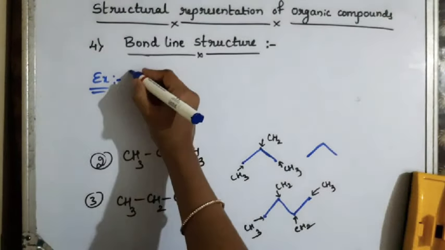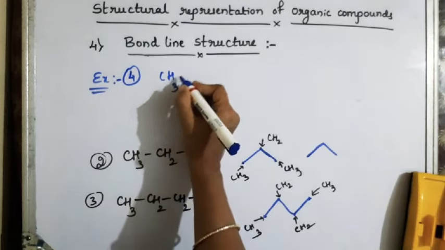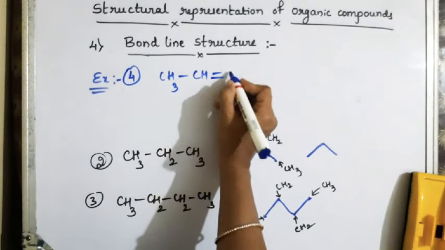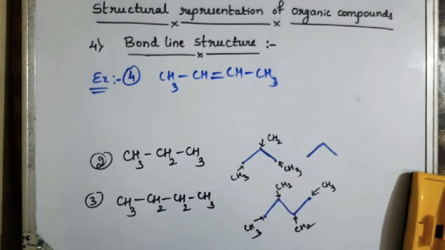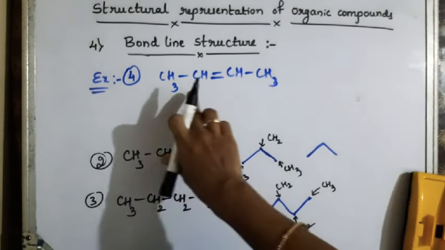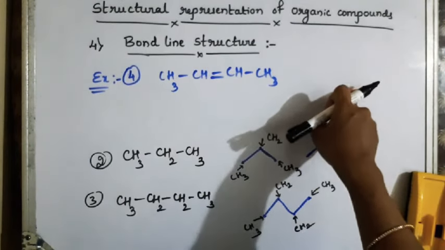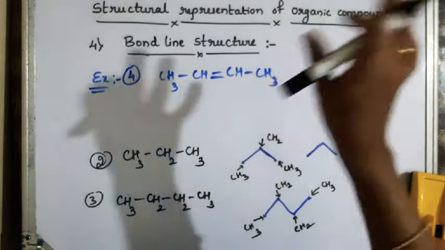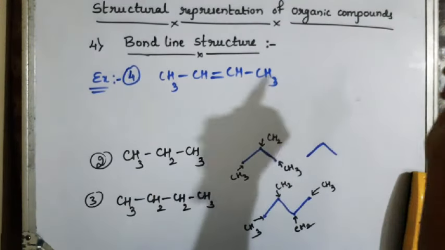If I take the 4th example, that is CH3, CH, double bond, CH, CH3. Okay. So, in this example, how many carbons are there? This kind of structure will already be given to you. You'll be given this structure, and you have to convert it into the bond line structure. Or the name will be given, and you have to write the bond line structure. So, you look at the name and draw the structure.